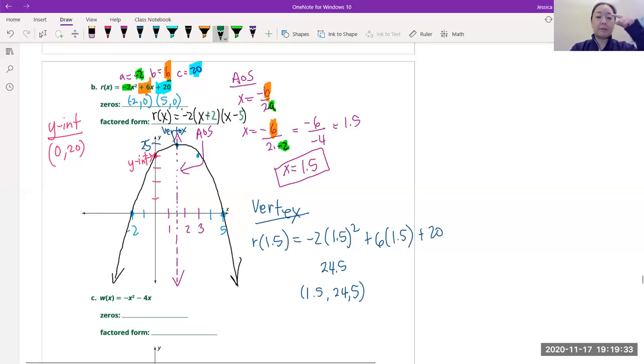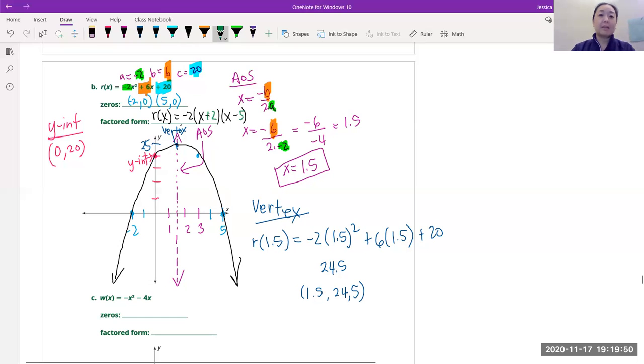Notice that minus a negative is the same thing as a plus. So I just made that negative into a plus, and then 2. That's how I like to deal with it. So that's going to be the factored form.